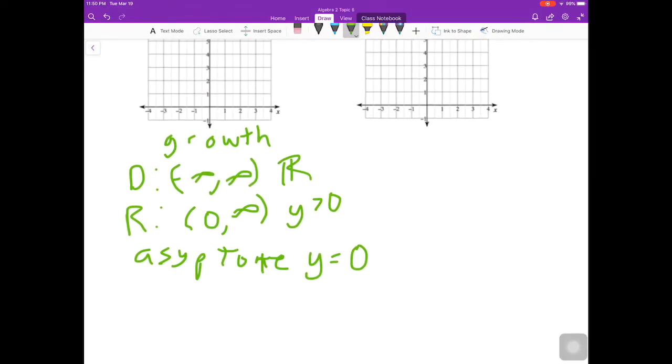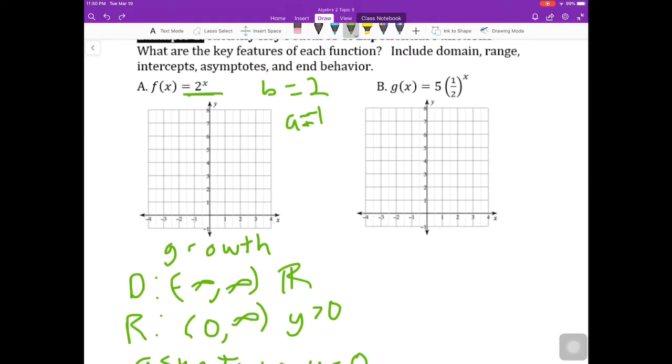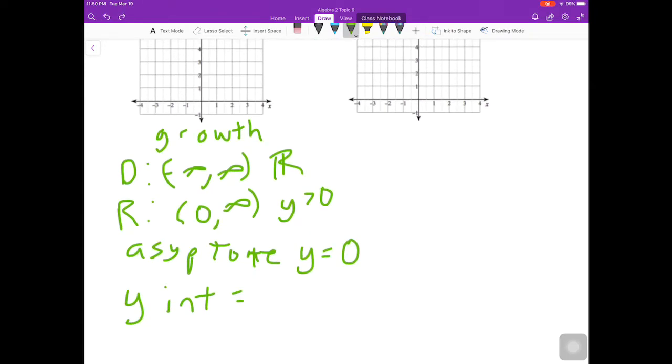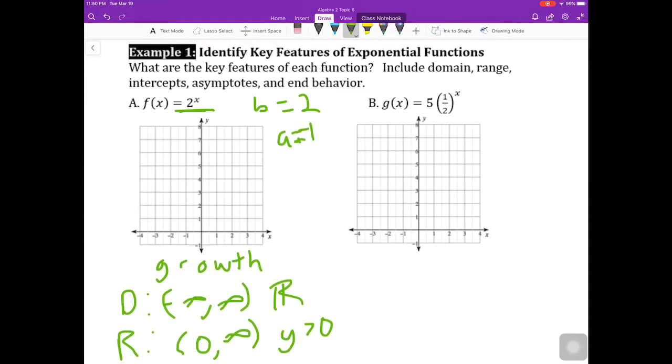And then our y-intercept is actually going to be given by a. So in this case, a is 1. So our y-intercept is 1, or (0, 1). And the reason we get that is because if we put in 0 for x, 2 to the 0 is just 1.